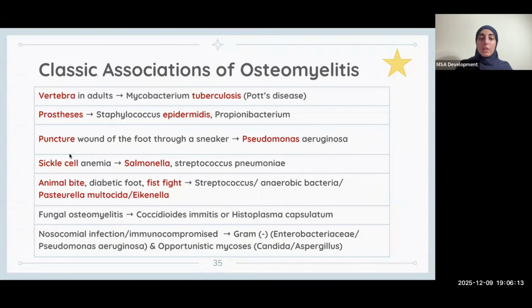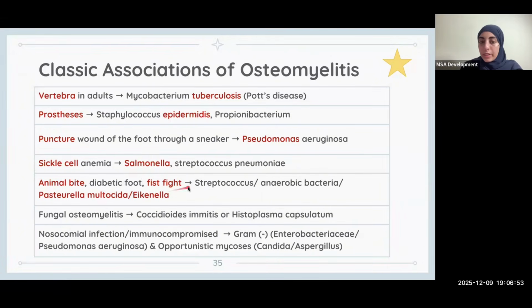Then the next one is someone has an animal bite or a fist fighter. For animal bite, they're all written here together, but more commonly you would see animal bite with Pasteurella multocida. And the reason for that is Pasteurella is part of the oral microbiota of animals, especially in cats. So if someone has a cat bite, and then they get osteomyelitis, you should be suspicious about Pasteurella multocida because it's part of the cat's oral microbiota.